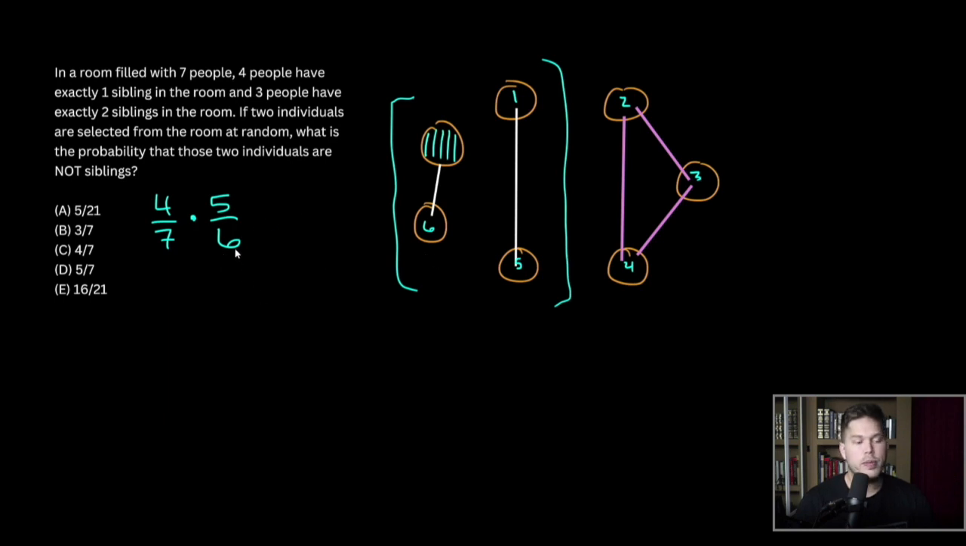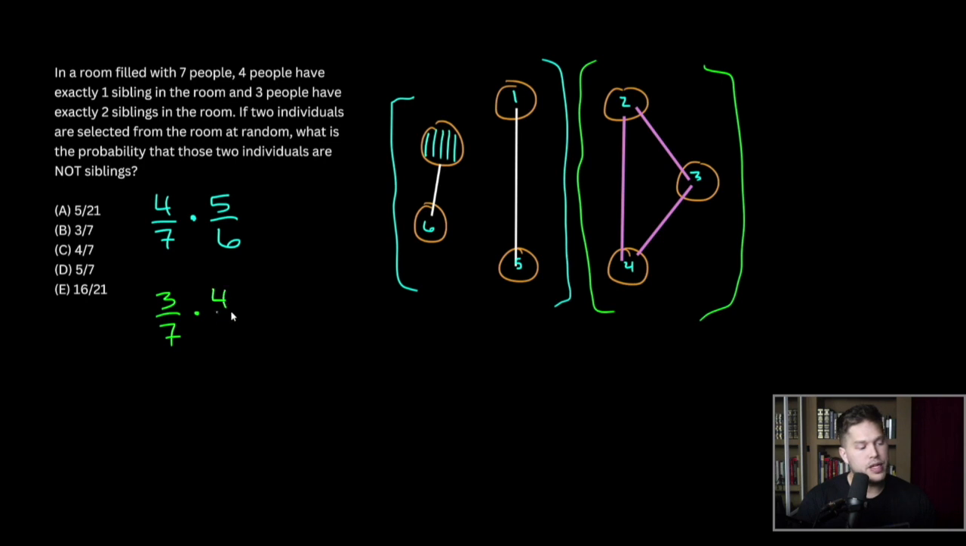Okay, so this would be our first probability. Our second probability would be if our first person selected came from this group. If our first person selected came from this group, that is a 3 out of 7 chance of happening. And we're looking for the probability that the second person selected is not their sibling. Well, that would be a probability of 4/6. As again, there's 4 people remaining which are not their siblings, and there's a total of 6 people remaining.